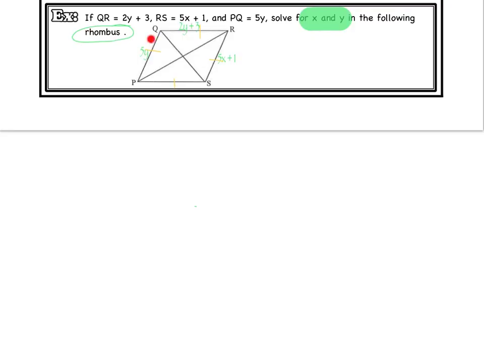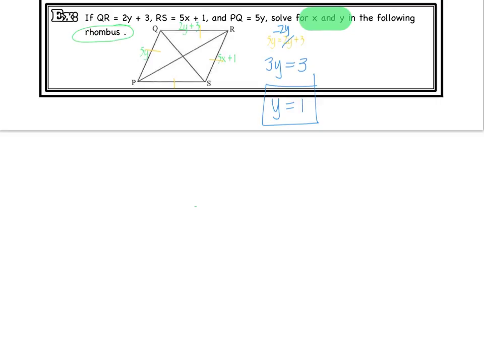So when I look at my expressions, I have a y here, and an x here. So I could say that those are equal, but then I would have an x and a y. So I'm going to go ahead and say that these are equal, and I can say that because I know all sides of a rhombus are congruent. So I get the equation 5y equals 2y plus 3. So when I solve that out, I end up with y is 1.